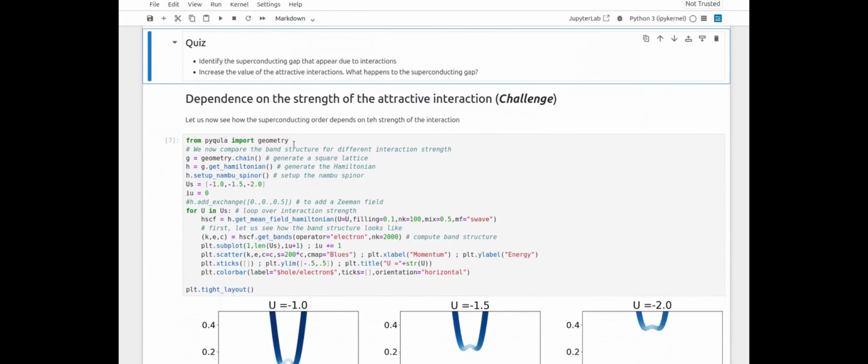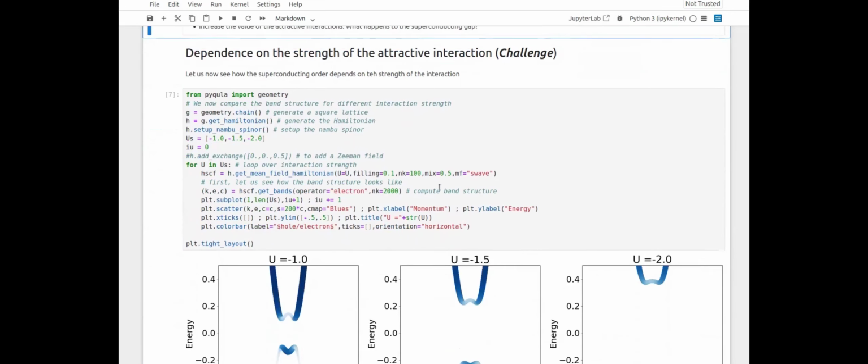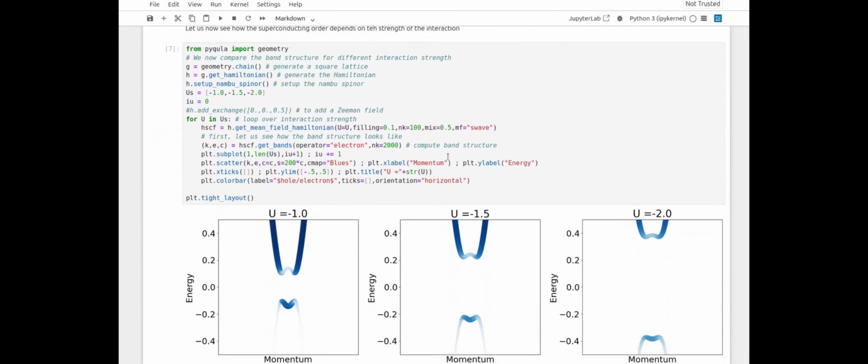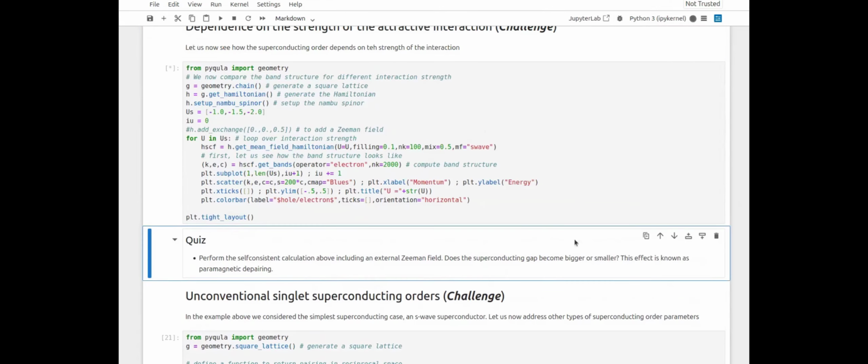Okay, so now let's look at the dependence on the strength of the attractive interaction. The whole idea is that we are going to perform calculations at different values of the interaction and see that at all these values we are going to get a superconducting state. We take a one-dimensional chain, we generate our Hamiltonian, we set up the Nambu spinor, and now we are going to do self-consistent mean field calculations for different values of the interaction. We are going to take in particular -1, -1.5, and -2, all at filling 0.1. We'll compute the bands and plot the bands. Okay, and if we do this, we get the following plot.